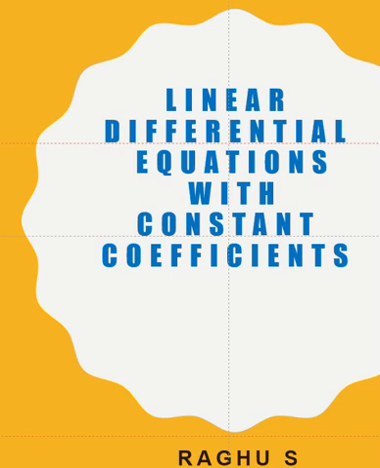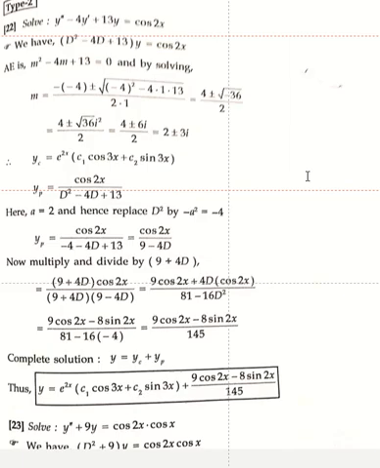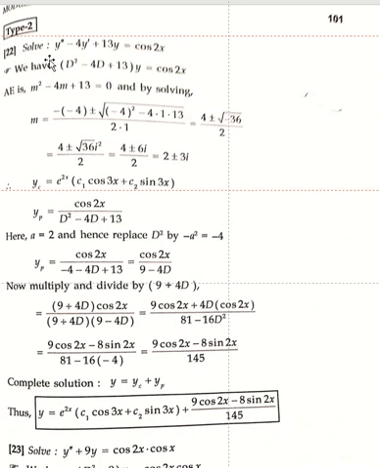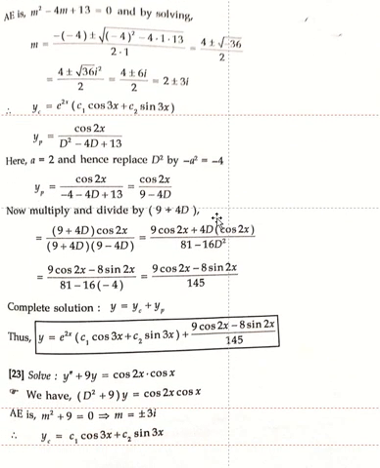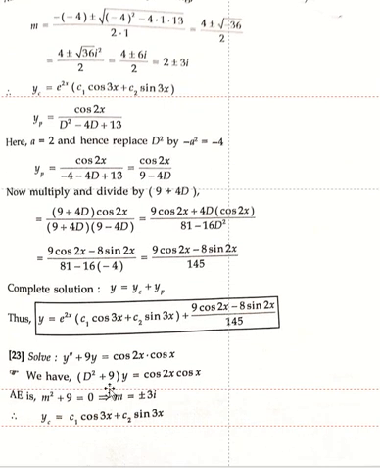Hello dear students, I continue with the linear differential equation with constant coefficients. We already solved problem number 1. I want to solve problem number 2. Therefore, solve y double dash plus 9y equal to cos 2x into cos x.